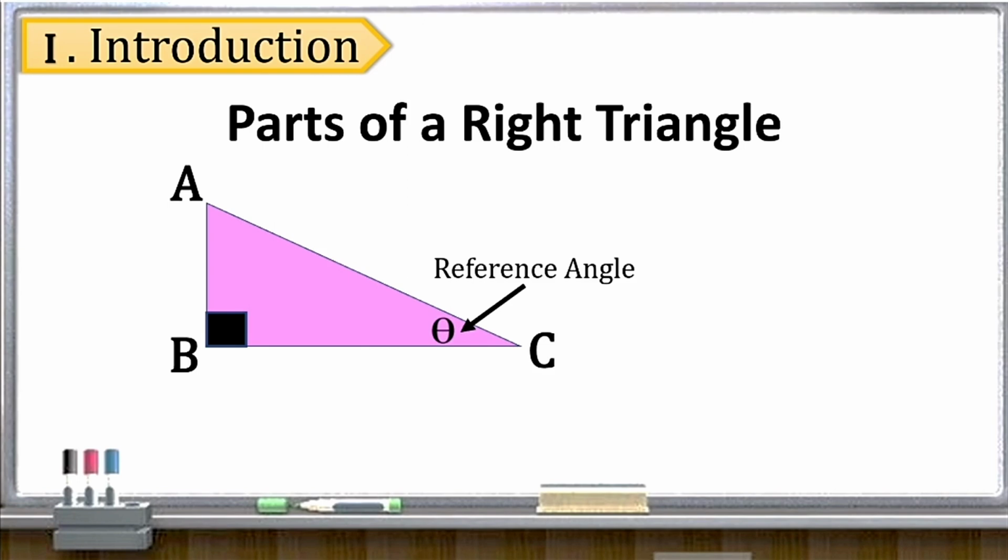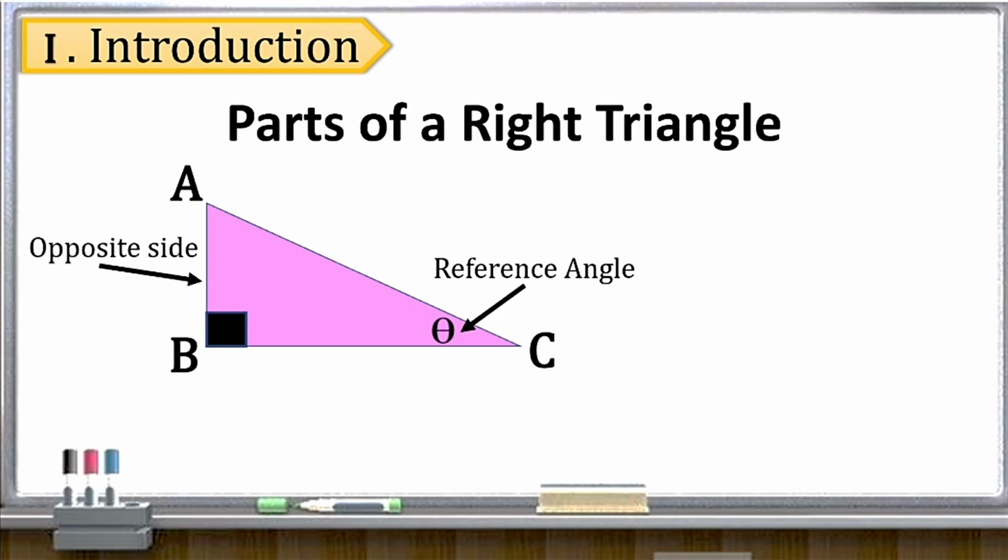So, again class, ito yung ating reference angle. At ang tawag sa symbol na ito ay Theta. At ginagamit ito to denote the unknown measure of an angle. Next naman class, sa tapat nito or ng ating reference angle, ito naman ang tinatawag na opposite side.